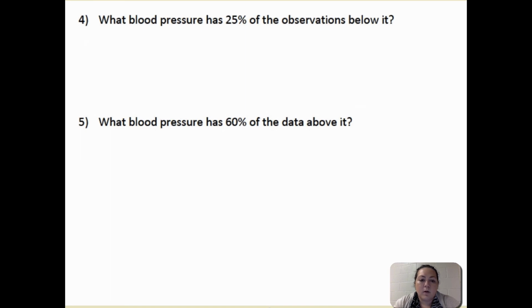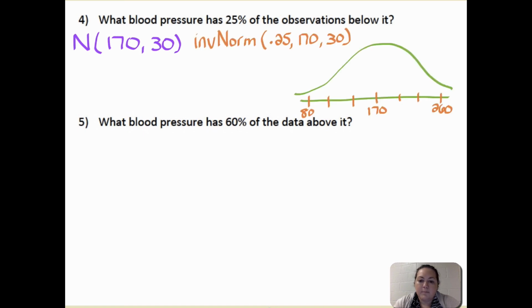Number 4, what blood pressure has 25% of the observations below it? All right, so this is kind of where we're going to work backwards. So my normal model with a mean of 170 and a standard deviation of 30. So here's my picture. I can't quite fill it in yet, but we would do inverse norm. So second distributions and then find inverse norm. All right, we know the percent and we're trying to find the value.